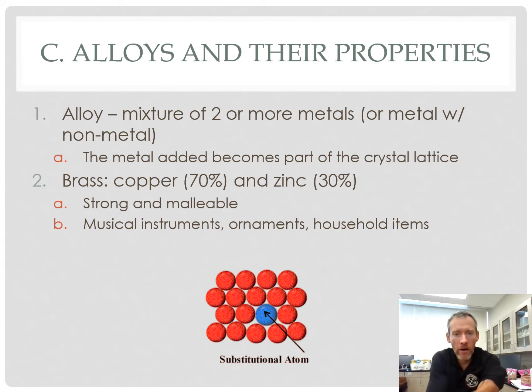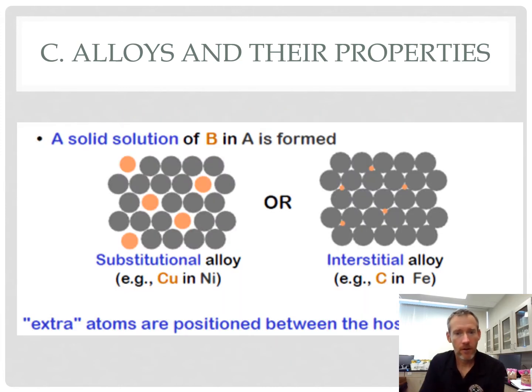So you have two or more metals that make up the alloy. For example, copper and zinc make up brass. The reason you have alloys is to make them stronger, more malleable, or sometimes cheaper. You have different structures and different properties you want, so you can make different alloys. Gold rings are an alloy. So it's a solid solution, B in A. There are two types of alloys: substitutional and interstitial. Basically, it's about the size of the atom.